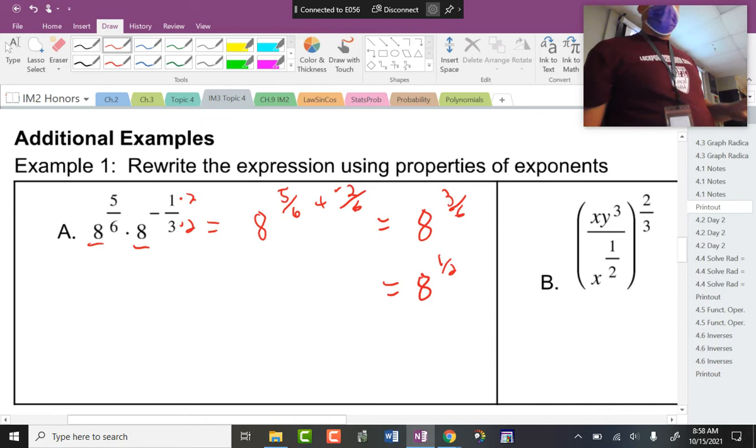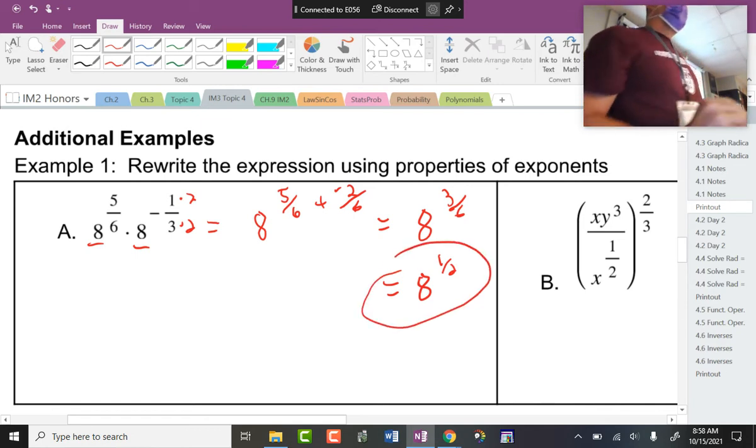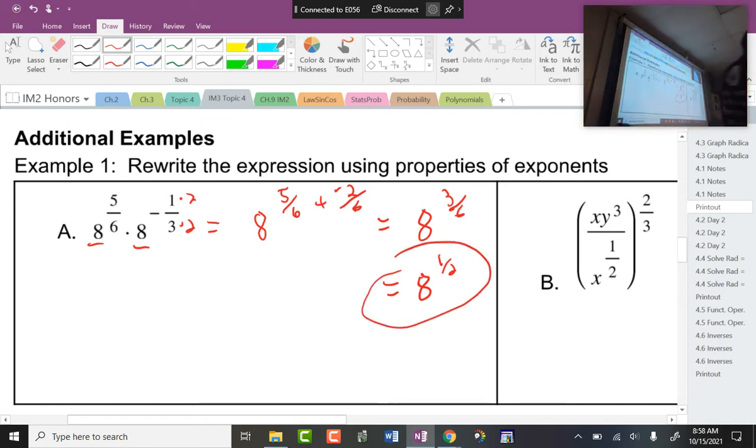Now this is what I mean. What do I do next, Mr. Samuelis? Do I change 8 to the 1/2 to a square root and then start simplifying that square root? No. When it starts as a fractional exponent, put your answer in simplified fractional exponent form.